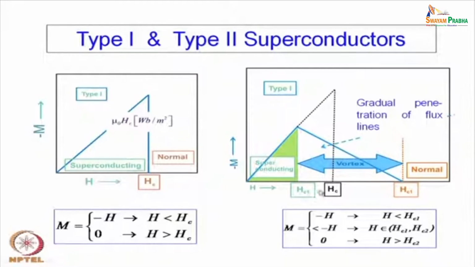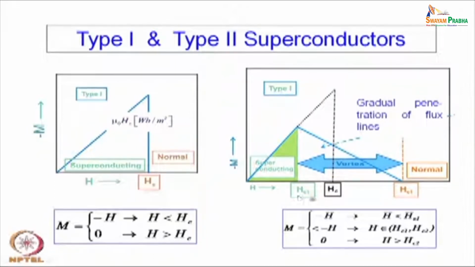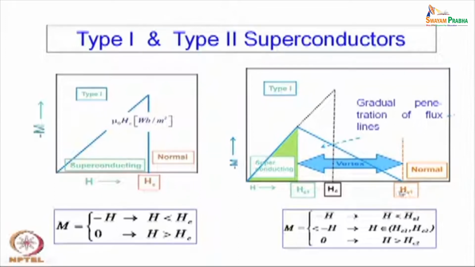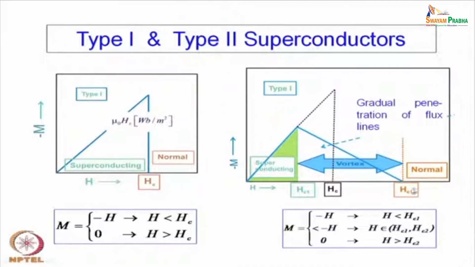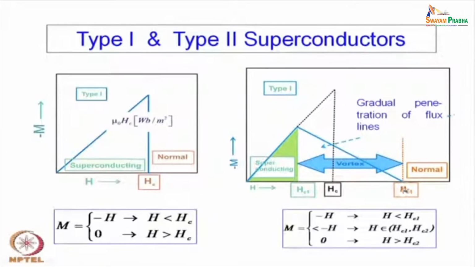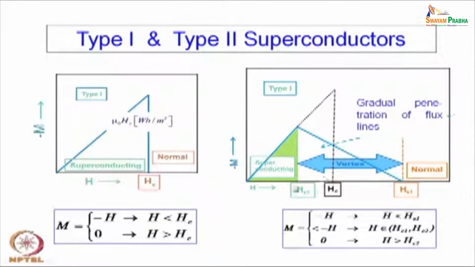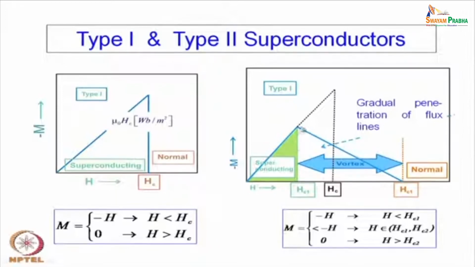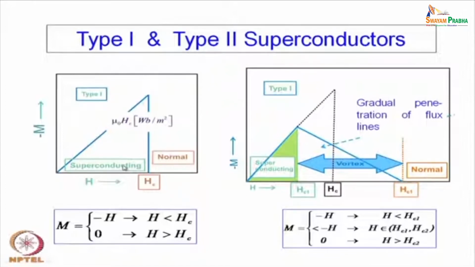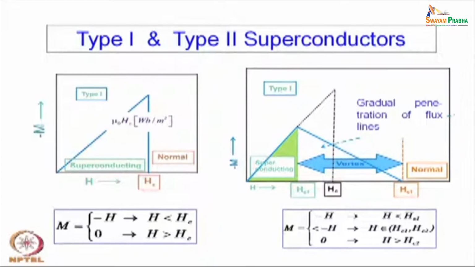So, the lower one is called Hc1, and I am sorry, I think there is a mistake, it should be Hc2. This would be Hc2, this is not Hc1. This is Hc1 and this is Hc2. Okay. So, there are two critical magnetic fields here, Hc1 and Hc2, whereas in type 1 there is only one critical magnetic field.